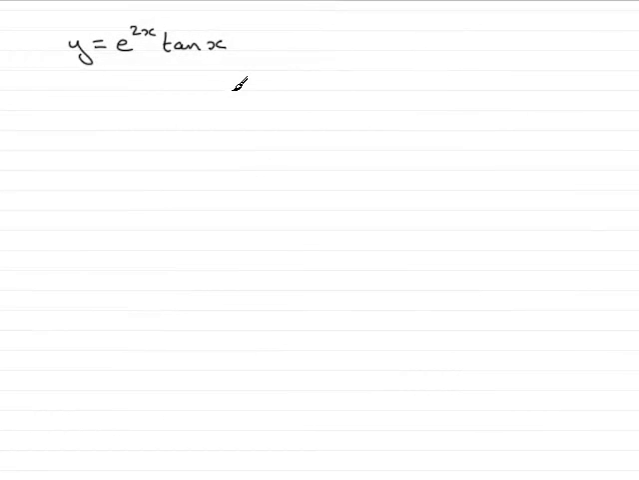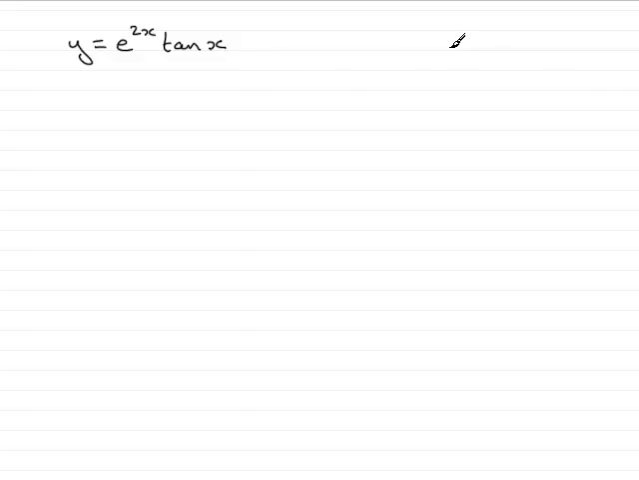Now in this part of the question we have our curve C, which has the equation y equals e to the 2x tan x, and we're asked to find the equation of the tangent, an equation of the tangent anyway, at the point where x is 0. So how are we going to do that?